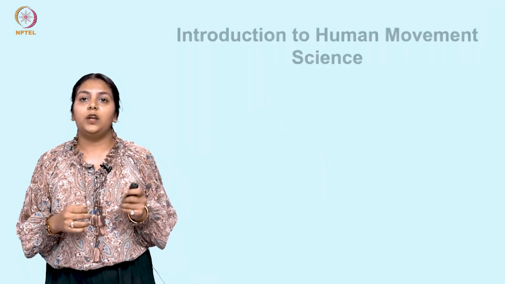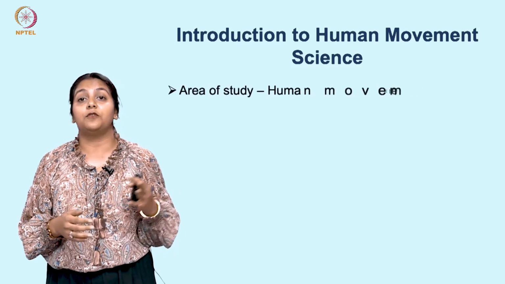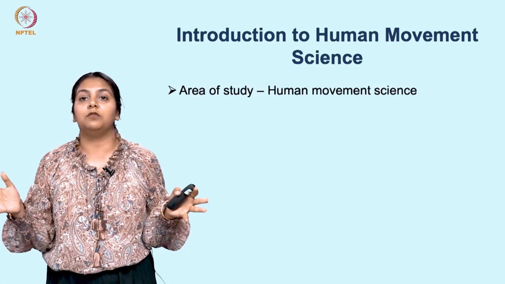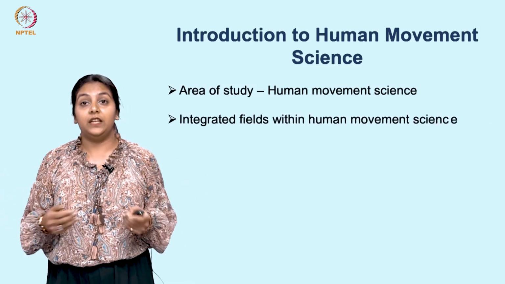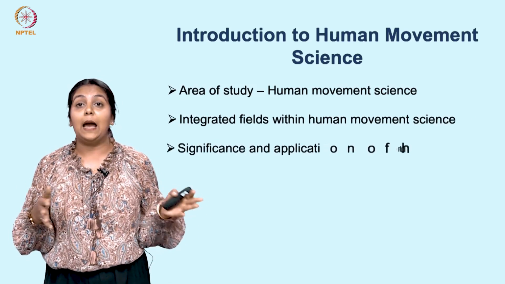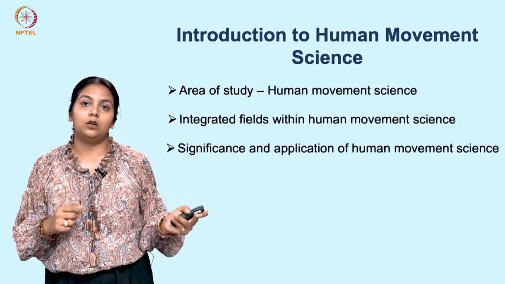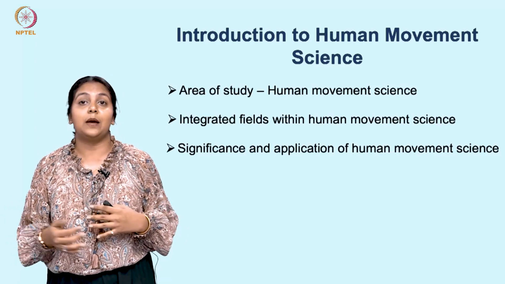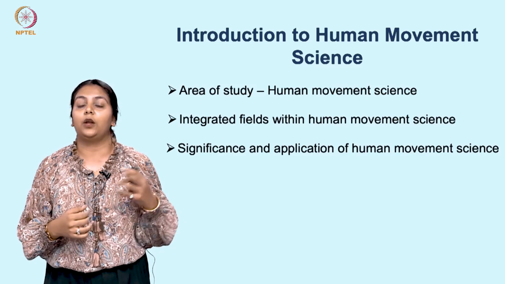As we spoke about, in Introduction to Human Movement Science we'll be looking at the area of study, the broad field and what governs human movement science. We'll be looking at the integrated fields within human movement science. We'll be looking at the significance and application. So where could you use the science that we study, the theories, the principles, the examples, and how you can apply them, for example, in sport, for healthcare and well-being. We'll be looking at all of that.